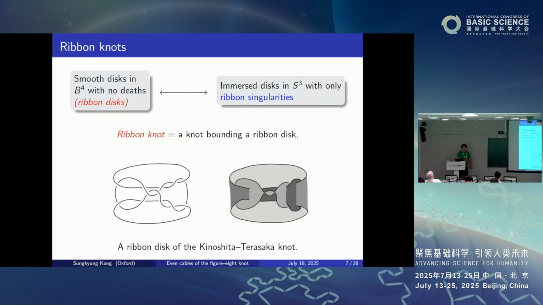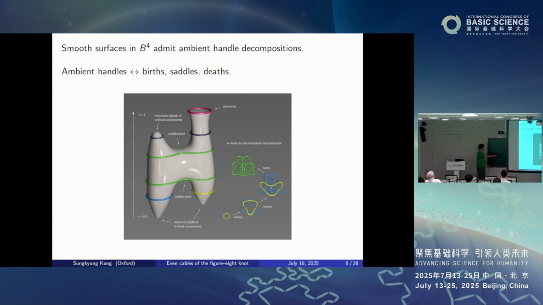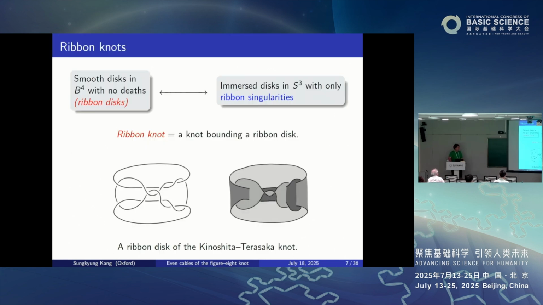They are very special, and if you have such a disk, we call it a ribbon disk. If you have a ribbon disk, so it has no deaths, then you can even draw it in 3 dimensions, in the 3-sphere, the boundary. So for example, the slice disk for the Kinoshita-Terasaka knot that I constructed here can just be drawn like this. The rule here is that this is an immersed disk with only singularities like the one here. This is a local picture. It's called the ribbon singularity. And whenever you see them, you can perturb one side into the fourth dimension to get a ribbon disk.